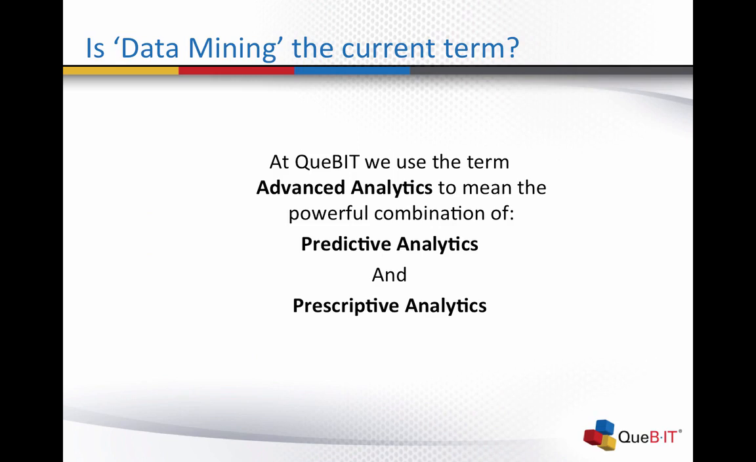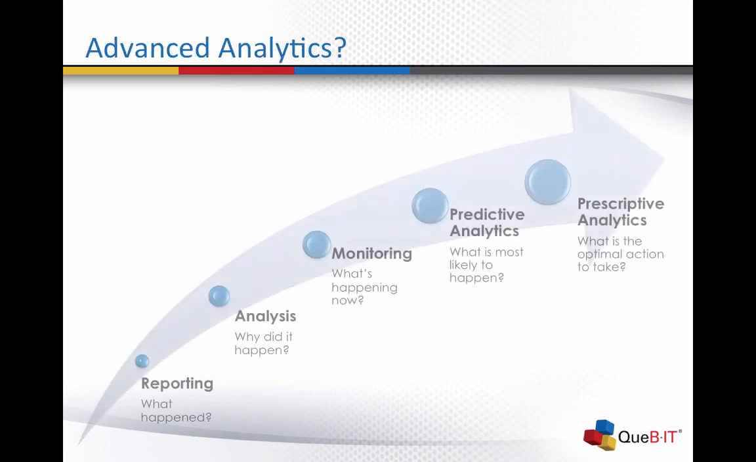Something that I want to mention about how we use the term at Qubit. We generally refer to predictive analytics more often than we prefer to data mining. For our purposes, they are very, very similar, but we're using predictive analytics as a little bit more of an umbrella term. To pull away and define it even more broadly, we mean advanced analytics to be the powerful combination of both predictive analytics and prescriptive analytics. And I have a little bit more to say about that here.